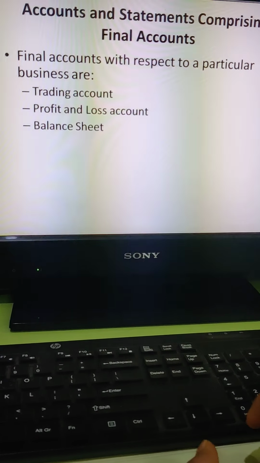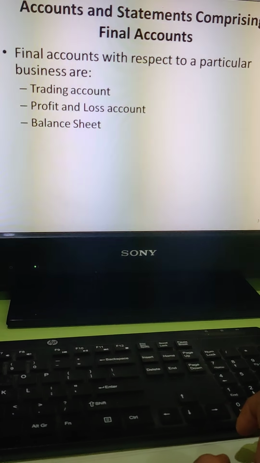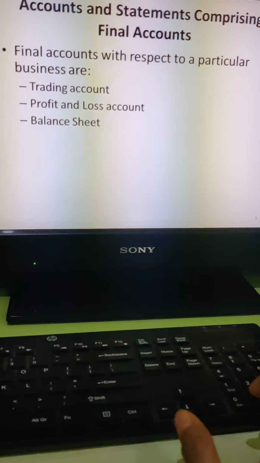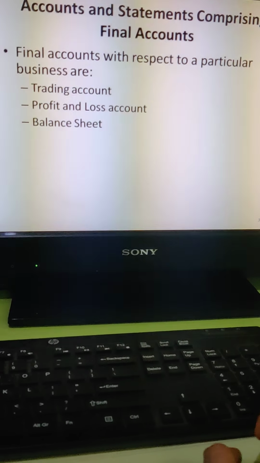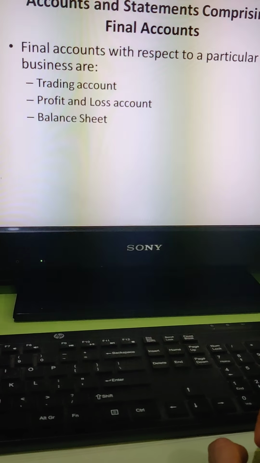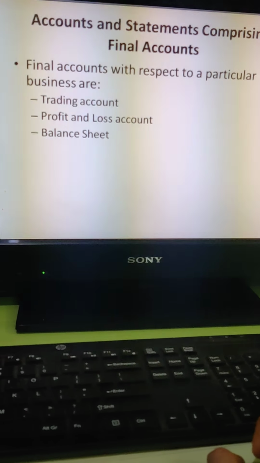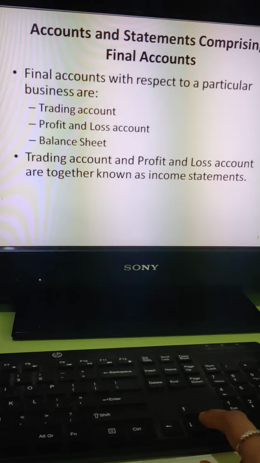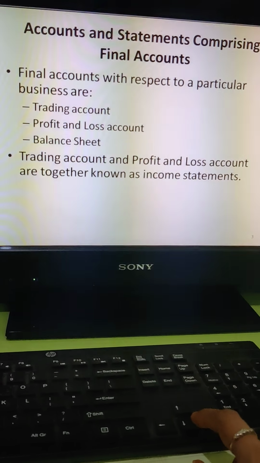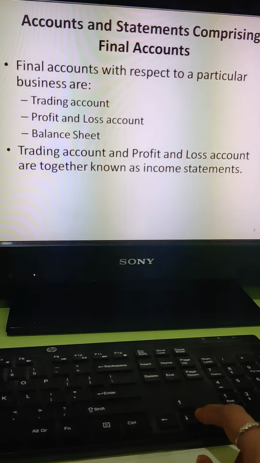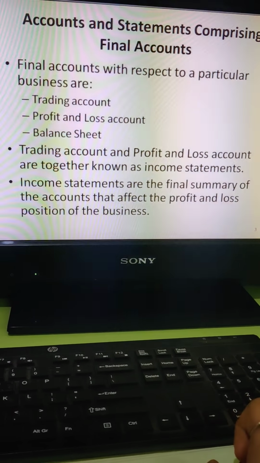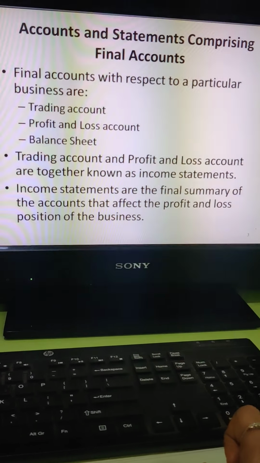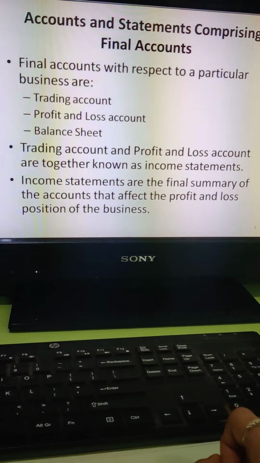Trading account and profit and loss account are prepared in one format, one below the other. It begins with the trading account and ends with the profit and loss account. The other statement under final accounts is the balance sheet. Trading and P&L account, as we call it, are together known as income statements, and these are the final summary of accounts that affect the profit and loss position of the business.